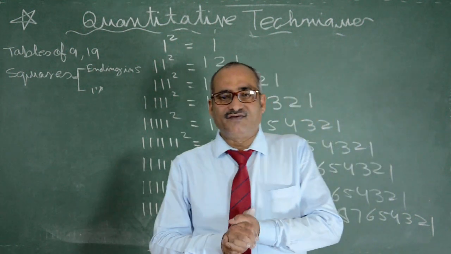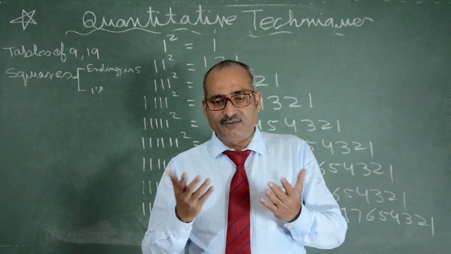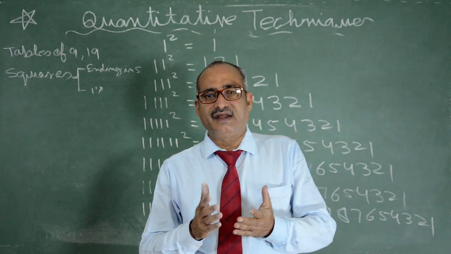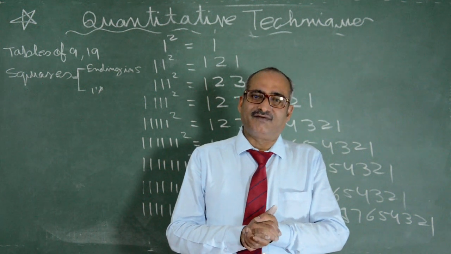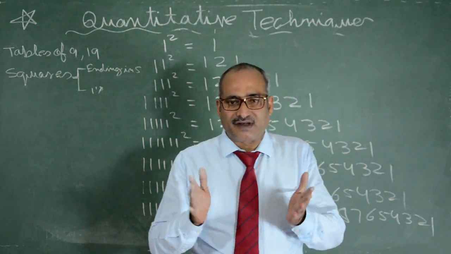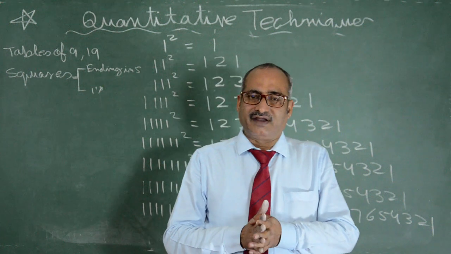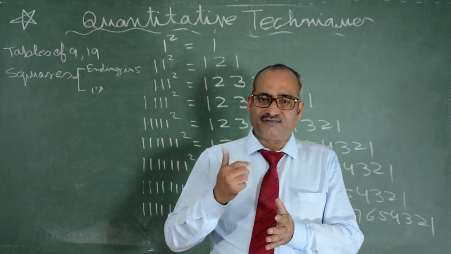So today we have learned writing the table of 9, 19, 29 and so on. You can practice it on your own. And second, we have learned about finding the square of a number ending in 5 and finding the square of a number having only ones.